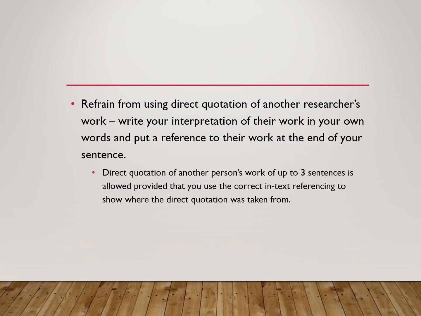The best way to avoid committing plagiarism is to refrain from using direct quotations of other researchers' work. Write your interpretation of their work in your own words in your assignments and put a reference to their work at the end of your sentence. It is, however, acceptable to have a direct quotation of another person's work of up to 3 sentences within your assignment, literature review, and proposal, and ensure that you use the correct in-text referencing to show where the direct quotation was taken from.